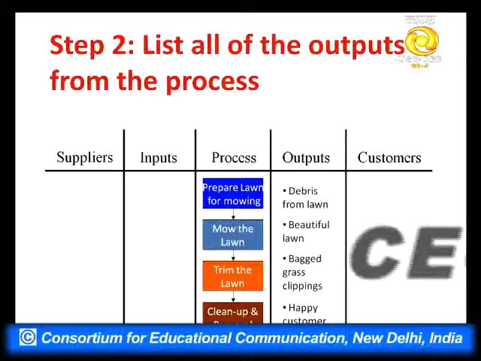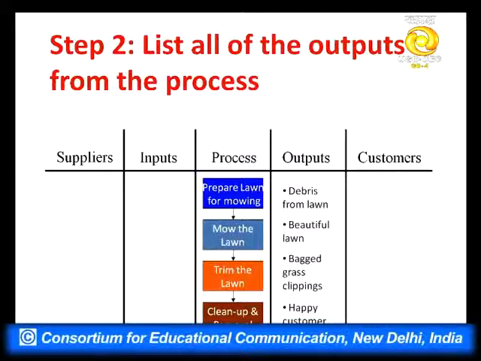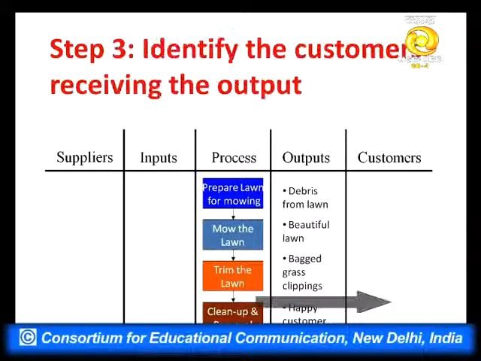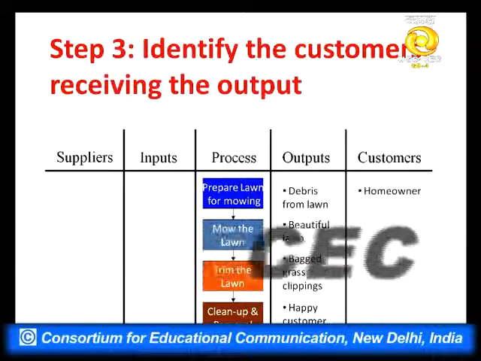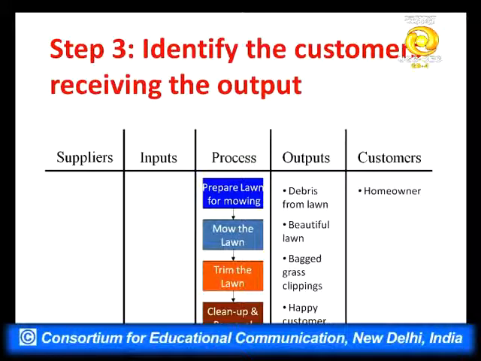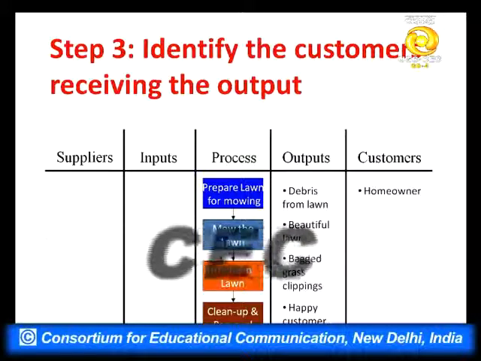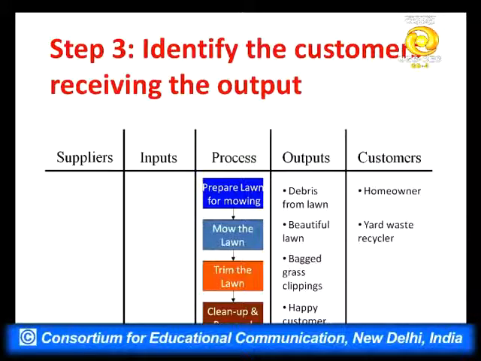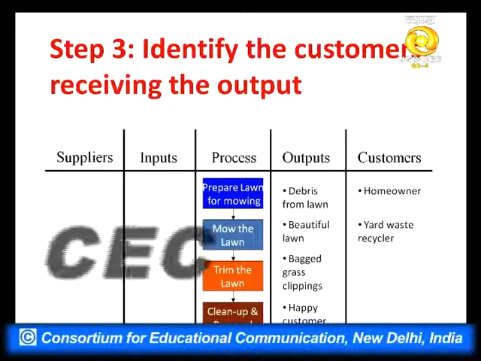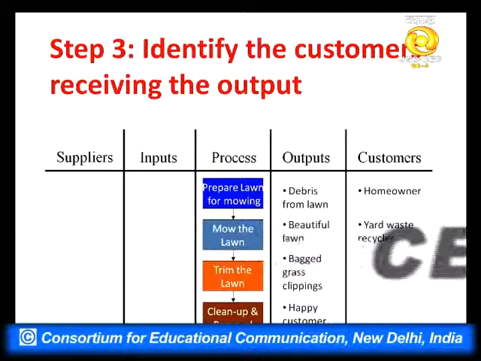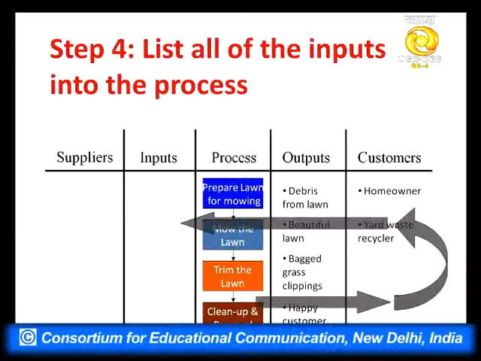The output is also a happy customer. And next one is customers: homeowners. The homeowner, the owner of the lawn, is the customer for whom we are giving the service of mowing the lawn. Also the yard waste recycler. The recycler is going to take the debris and the grass cuttings.